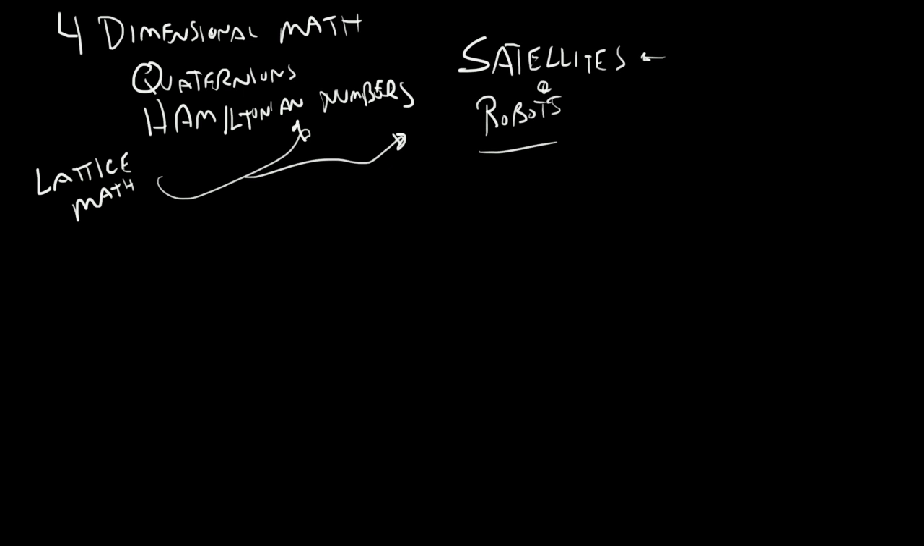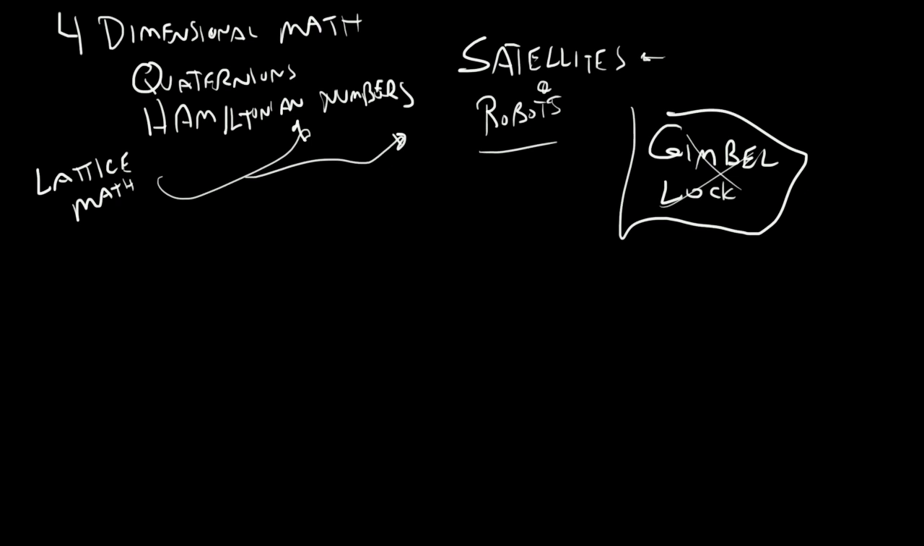So the problem that we're trying to get around is something called Gimbal Lock. Now, okay, so we don't want Gimbal Lock. And it comes about when you're doing rotation about three axes, and then one thing gets in the other, and you can no longer mathematically rotate. So you get around that by dealing with the mathematics of four dimensions.